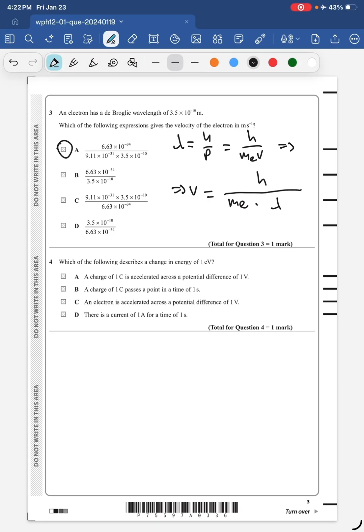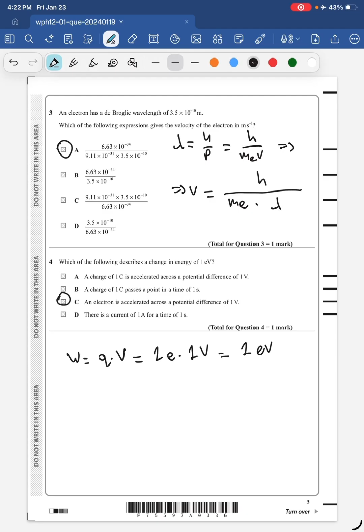Question 4, which of the following describes a change in energy of 1 electron volt? So literally the definition is that since the energy is Q times V, if we have one electron passing through a potential difference of 1 volt, then we get an energy of 1 electron volt. Okay, so the correct answer is by definition C, right? An electron is accelerated across a potential difference of 1 volt.